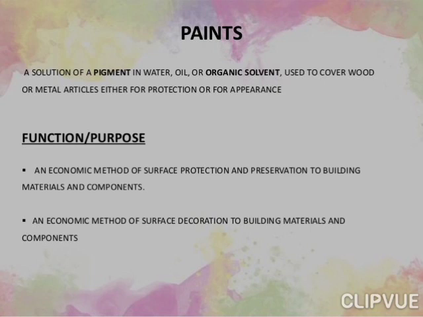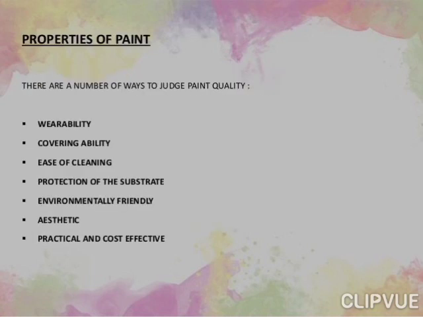Now, what is the function and purpose? An economic method of surface protection and preservation to building materials and components. An economic method of surface decoration to building materials and the components. So what are the properties of paint? Wearability, covering ability, the ease of cleaning, protection of the substrate, environment friendly, aesthetic and practical and cost effective.